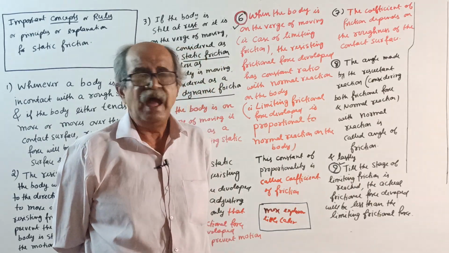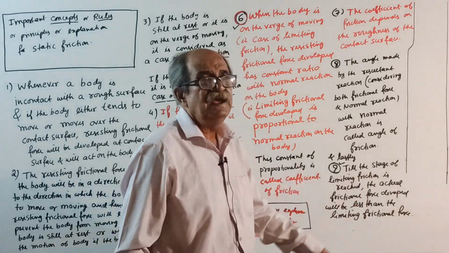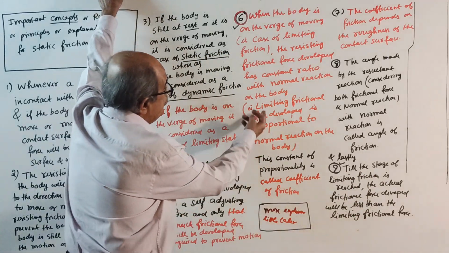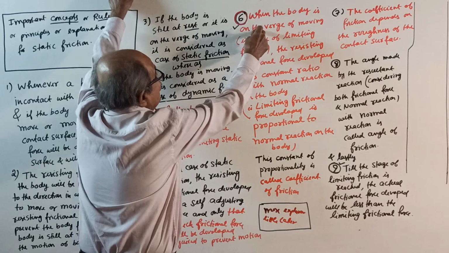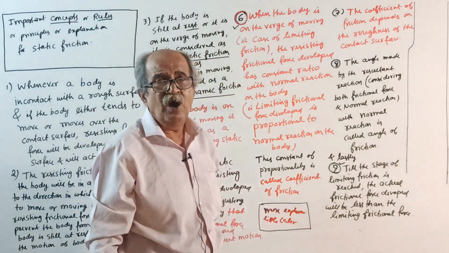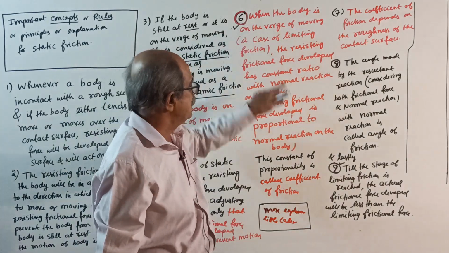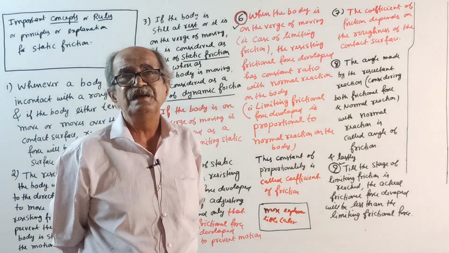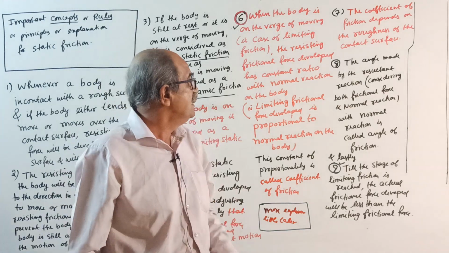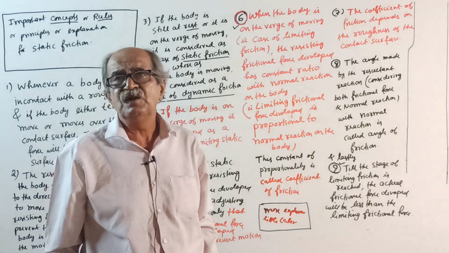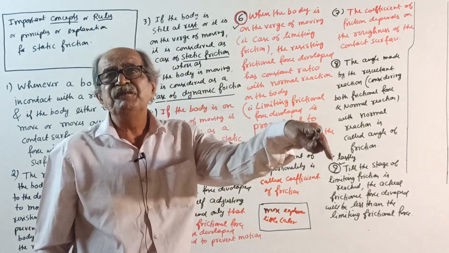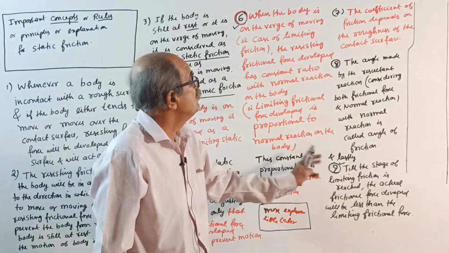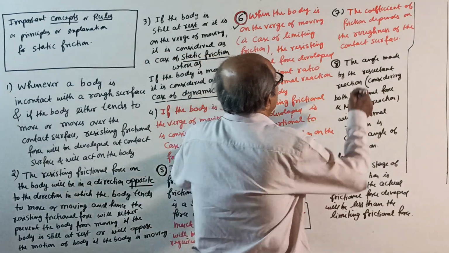And you can make one more note here, or further add there. Sixth point once again. What? Finally, when the stage of limiting friction is reached, that is, the body is on the verge of moving, then the frictional force developed is exactly equal to the limiting frictional force. That limiting frictional force is equal to mu into normal reaction. This I will tell you now. These are the concepts.